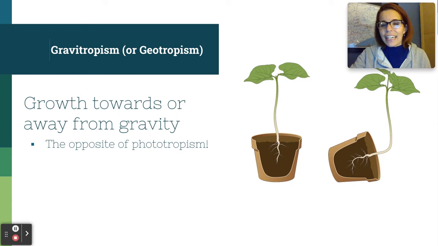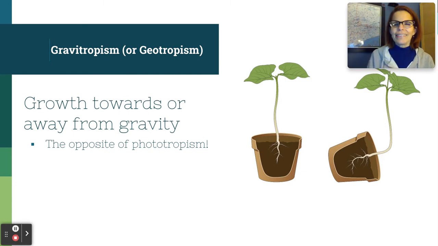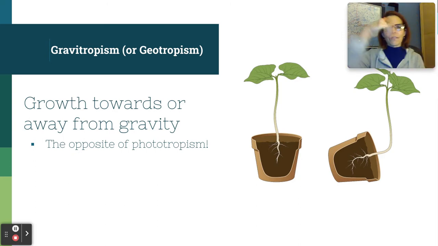Think about a seed. A seed is going to land in a random position in the soil. How does it know to grow up, the shoot to grow up? How come the shoot doesn't grow sideways or down? And how do the roots know to grow down?